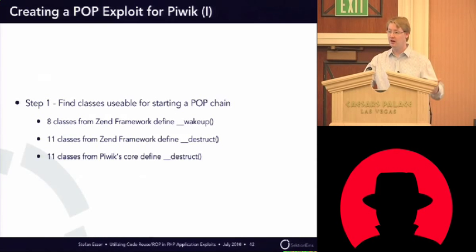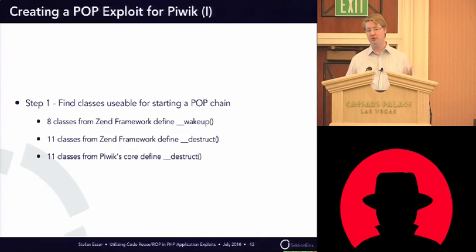So when you want to exploit Piwik, you need, as always, a start of a POP chain. So what you do is you take the source code, take your favorite text editor or IDE, and just search for wakeup and destruct. And when you do that with Piwik, you see that there are 8 classes from the Zend framework, because Piwik comes with a small subset of the Zend framework. 8 classes of the Zend framework come with wakeup, 11 classes come with destruct, and 11 classes from the Piwik core classes also come with destruct.